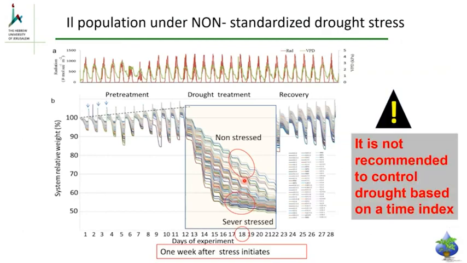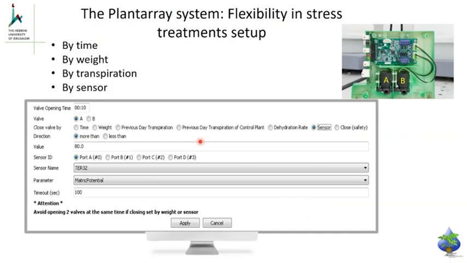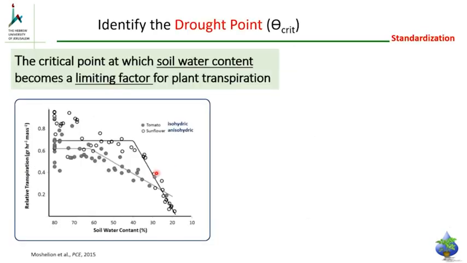Now, some people use the system to also control the drought using a sensor. What do I mean by that? The system can be hooked to all kinds of soil sensors and regulate the water based on a sensor. But this could sometimes be misleading. Let me explain to you why.